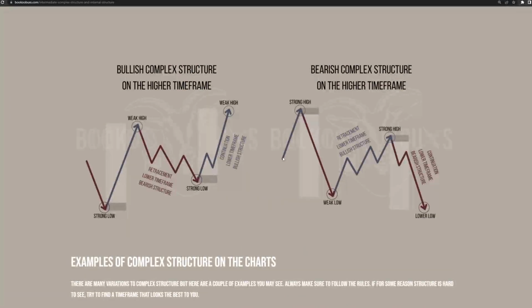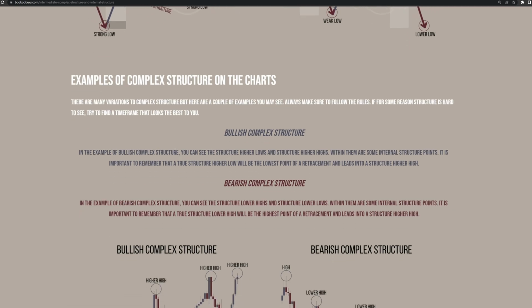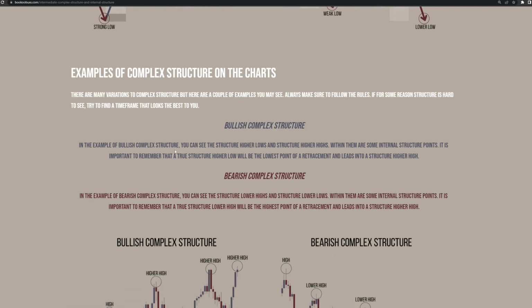Yeah. Examples of complex structure on the charts. There are many variations to complex structure, but here are a couple examples you may see. Always make sure to follow the rules. If for some reason structure is hard to see, try to find a time frame that looks the best to you. So what I mean by this is, once again, it'll always come in different variations. I can sit here and show examples upon examples pretty much forever, and then you'll go on to the chart tomorrow and it'll be completely different. There'll always be different variables. But if you stick to the rules and you understand your rules, you shouldn't have a problem figuring it out.